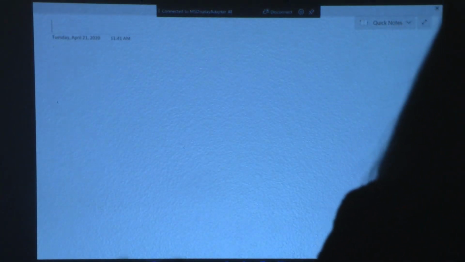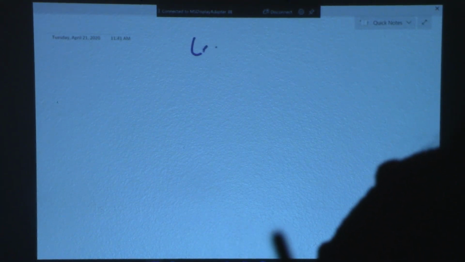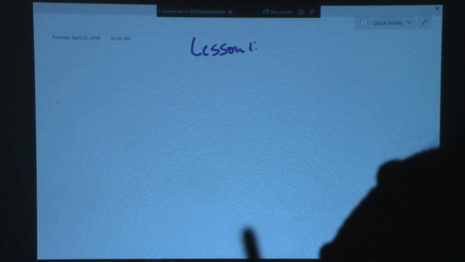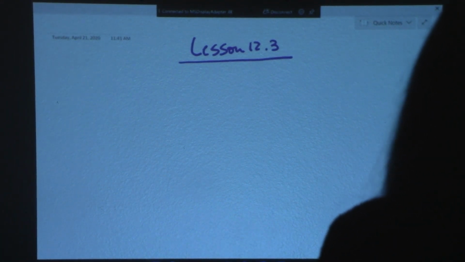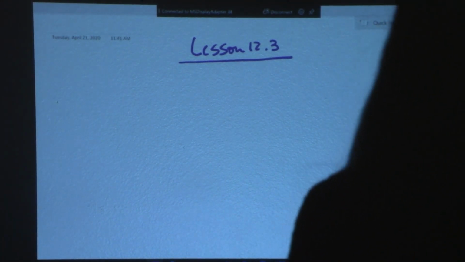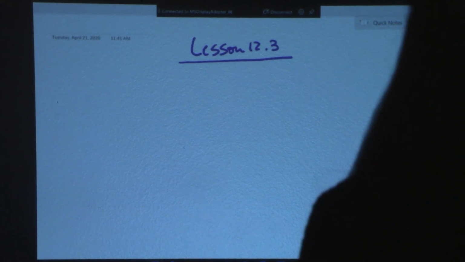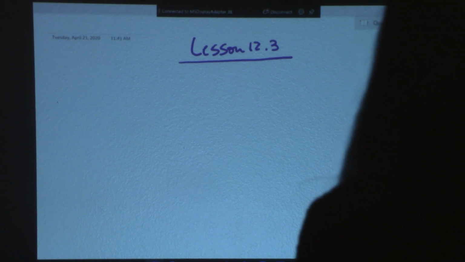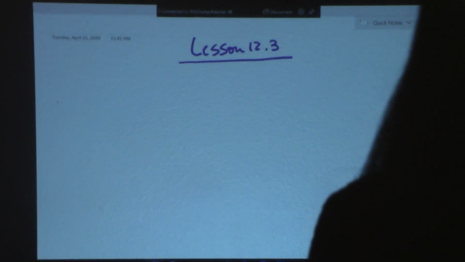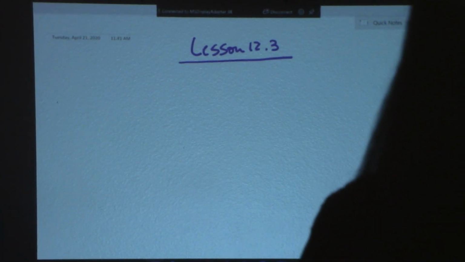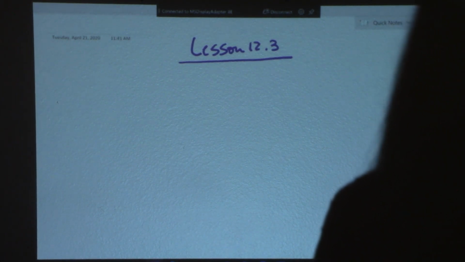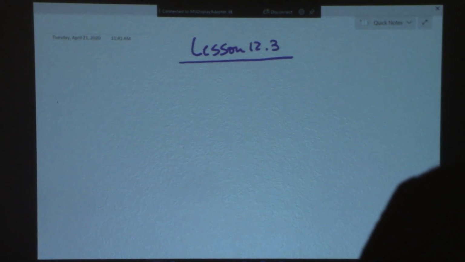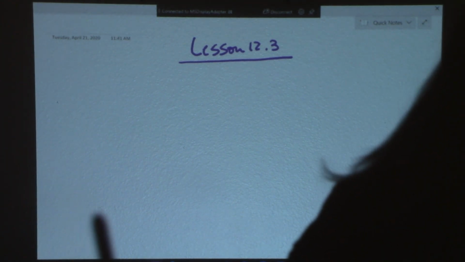Okay, this is lesson 12.3 and there's a lot to it. So I'm going to be talking kind of fast. So please pause it whenever you need to. Please rewind it if I say something too quickly. I really want this video to be what you need without having to wait for hours for it to upload. All right, so lesson 12.3 is called Dividing Polynomials.